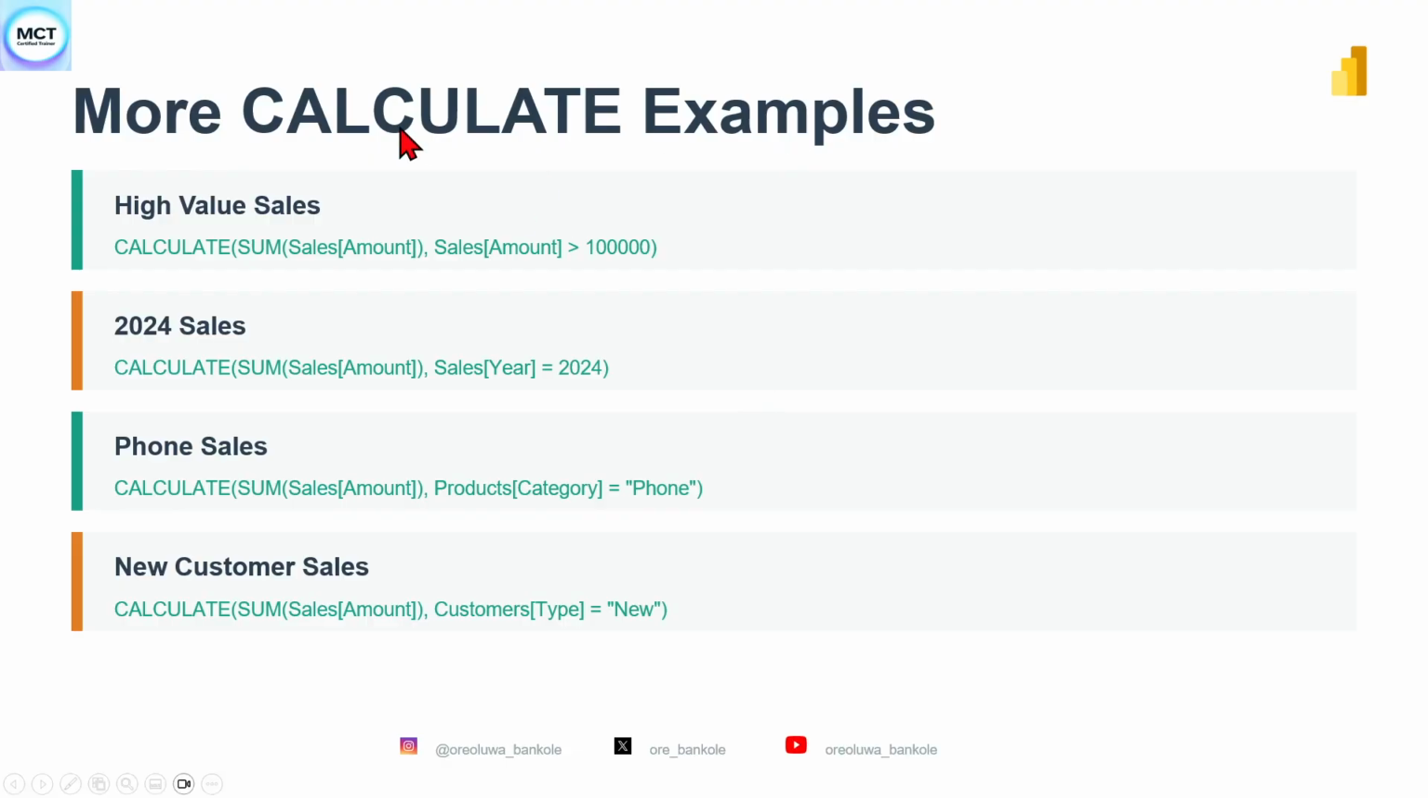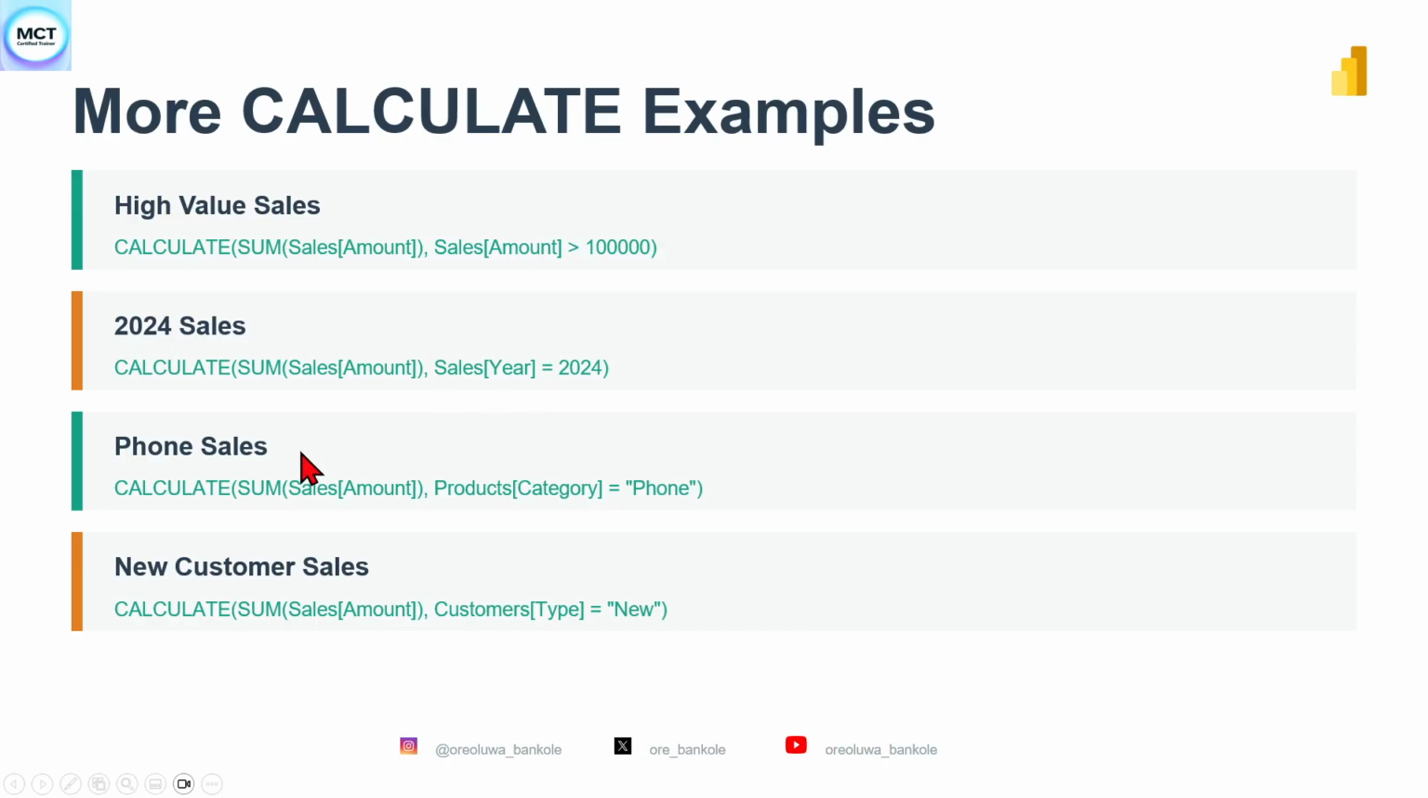So these are some other examples that you can use CALCULATE to do. For example, you want to know the total amount of your high value sales. You want it to sum up only the sales that are greater than, say for example, 100,000. You have 2024 sales: you want to sum up all the sales for just 2024.